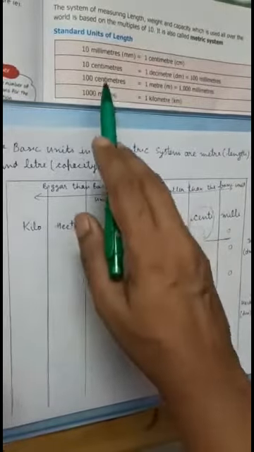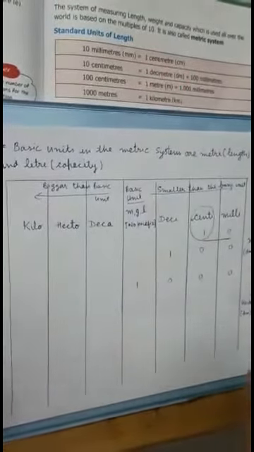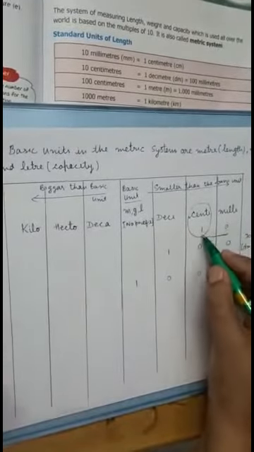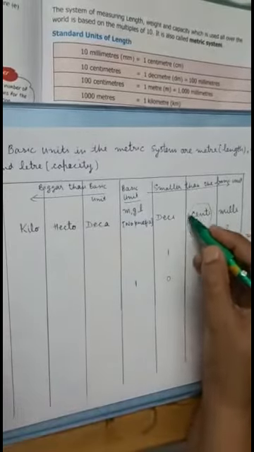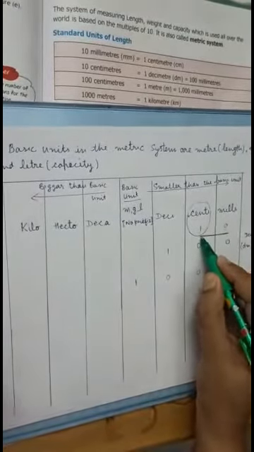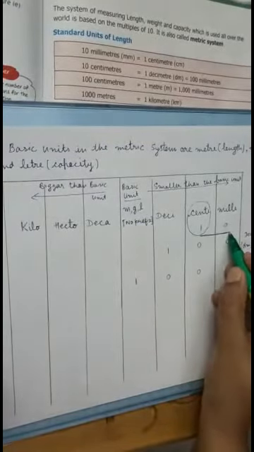Now first relation is 10 millimeter is equal to 1 centimeter. How is it related? See here, if I write 0 here under the milli and 1 here, so 1 centimeter is equal to 10 millimeter.